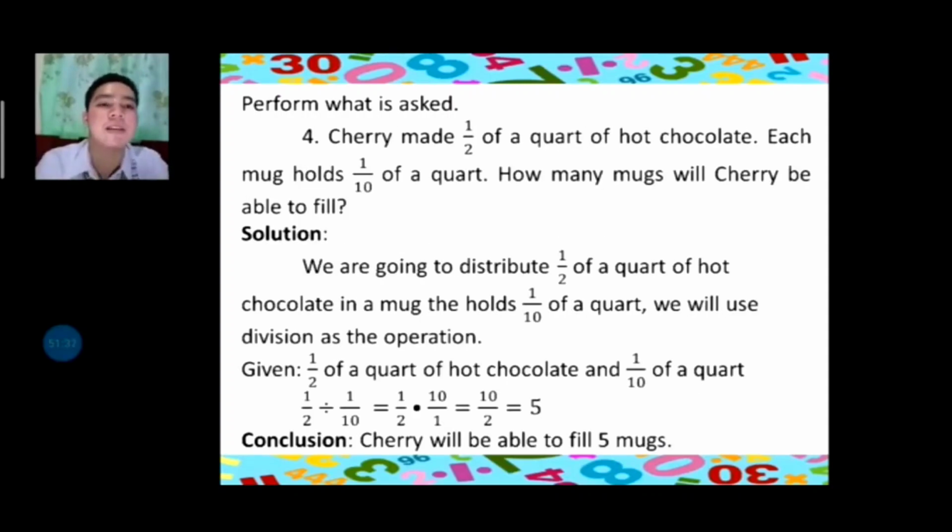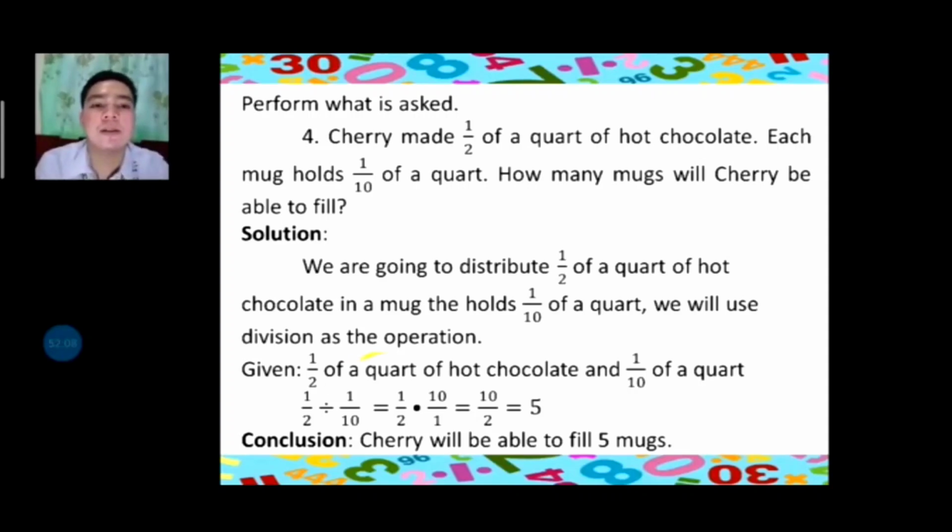Okay, how about this one? Cherry made 1 half of a quart of hot chocolate. Each mug holds 1 over 10 of a quart. How many mugs will Cherry be able to fill? So, since we are going to distribute 1 half of a quart of hot chocolate in mugs that hold 1/10 of a quart, we will use division as the operation. So we have 1 half divided by 1 over 10 for us to have the number of mugs.